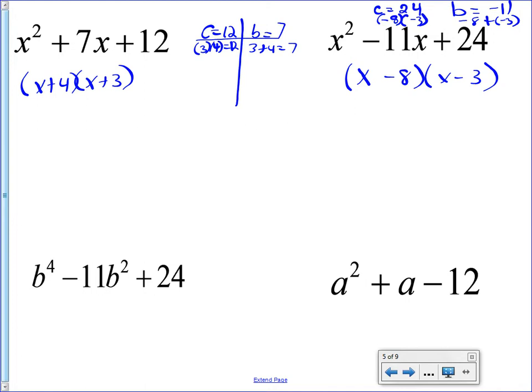The exponent. What do I do here? My numbers are still going to be the same. I have to find two numbers that multiply to 24 and add to negative 11. So it's still going to be negative 8 and negative 3. Those are my two numbers that I use there. Nick, what will I write for my final answer here?